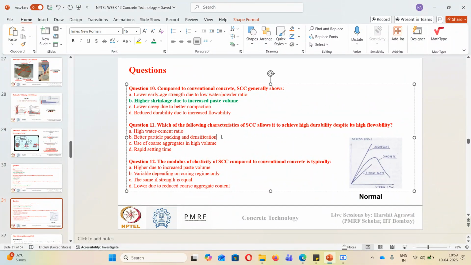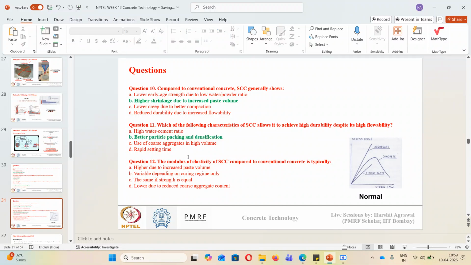Yes, the correct answer is B. Better particle packing and densification. So what happens in a self-compacting concrete? We are not using coarse aggregates. We are using fine aggregate, and we are optimizing the particle packing also. So due to optimized particle packing and a dense microstructure, we are able to achieve high durability despite having such high flowability in concrete.